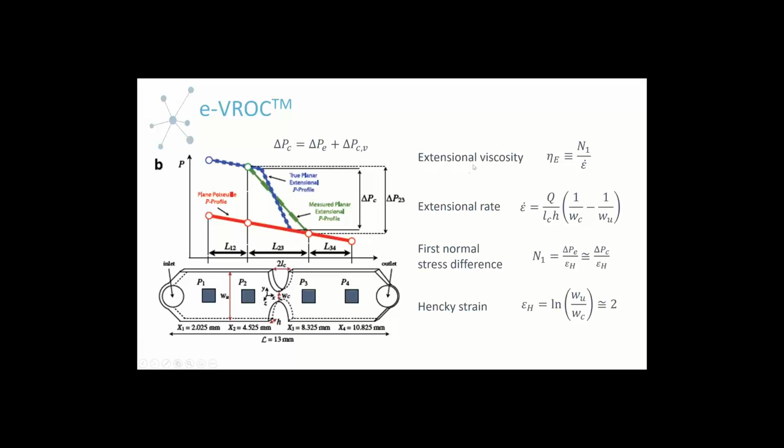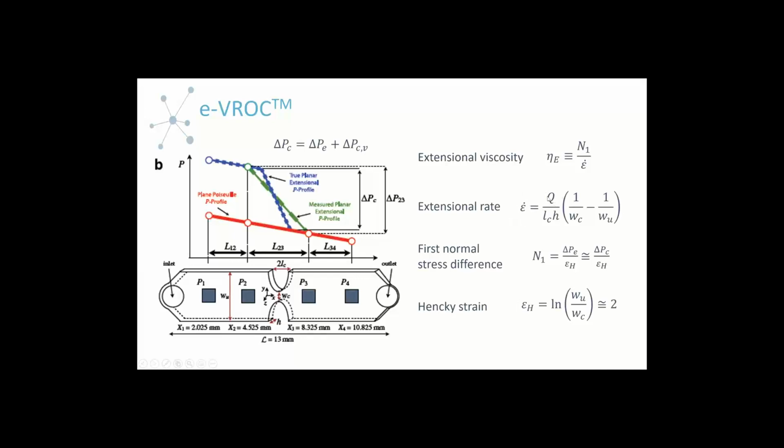Just to quickly gloss over this, the extensional viscosity, as I mentioned, is that normal stress difference now. It's not shear stress, it's the normal stress difference because of the simultaneous compression and tension on the fluid element, divided by the extensional rate. That's the gradient of the velocity in the direction of flow. So the extensional rate is very similar to when we calculate the shear rate.